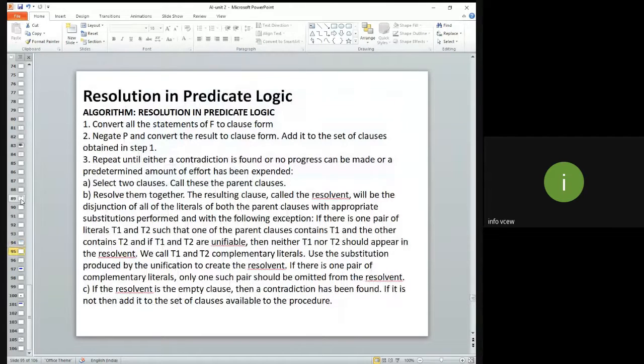நெக்ஸ்ட் இப்போ வந்து நம்ம ரெசல்யூஷன் என்ன பார்த்தோம்? ப்ரொபோஷனல் லாஜிக் தான் பார்த்தோம். நெக்ஸ்ட் ரெசல்யூஷன் இன் த ப்ரெடிகேட் லாஜிக். We have the two types of logic, propositional logic and predicate logic. இப்போ வரைக்கும் நம்ம பார்த்தது ப்ரொபோஷனல் லாஜிக் தான். நெக்ஸ்ட் இஸ் த ரெசல்யூஷன் ஃபார் த ப்ரெடிகேட் லாஜிக். Okay, so anyone can read it as the algorithm.